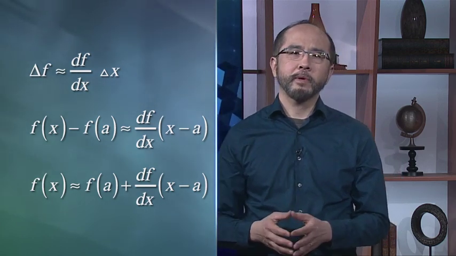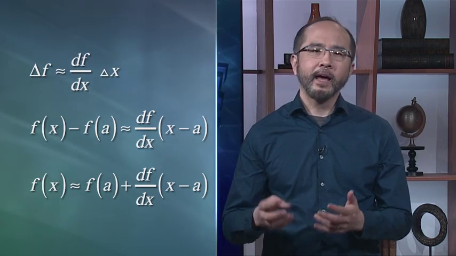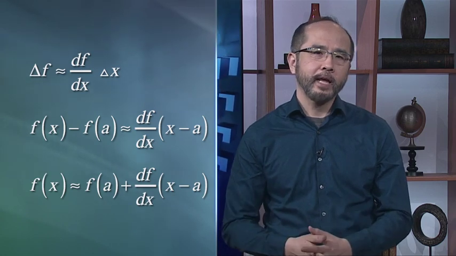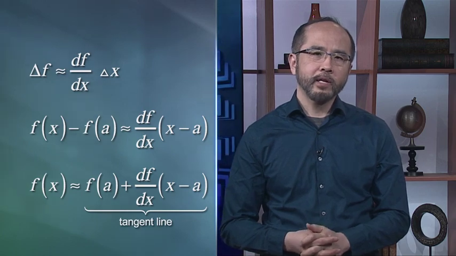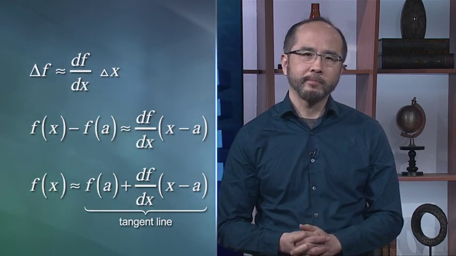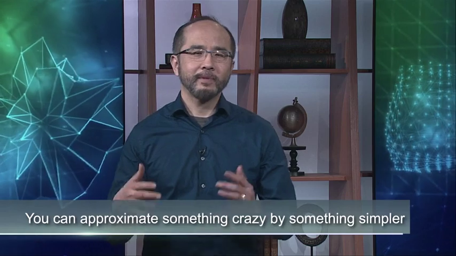That expression shows me how to approximate the value of f(x), knowing the value of f(a) and the derivative df/dx evaluated at a. The right-hand side here is the equation of the tangent line to f at the point a. We've just approximated a function by something nice and easy to understand, a line. And that's one big moral of calculus: to approximate something crazy by something simpler. And this moral appears in multivariable calculus too. You just have to decide what you mean by a nice function.